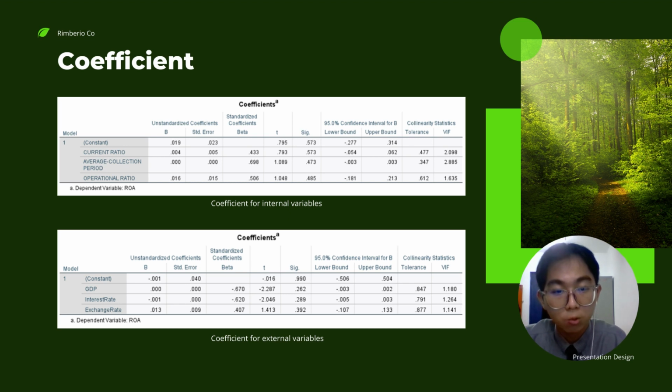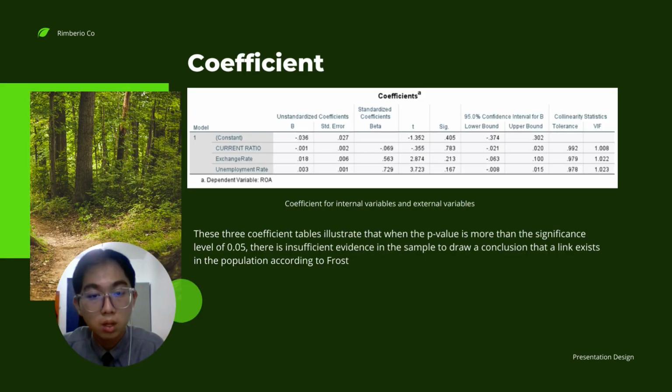In the coefficient tables, we can know whether the variables have a significant impact on the return on asset or not. Based on these two tables, we found that there are no variables that have a significant impact on the return on asset, because the p-value is more than 0.05. In the coefficient table for internal variable and external variable, the result is the same because the p-value is also more than 0.05. These three coefficient tables illustrate that when the p-value is more than the significance level of 0.05, there is insufficient evidence in the sample to conclude that a link exists in the population.